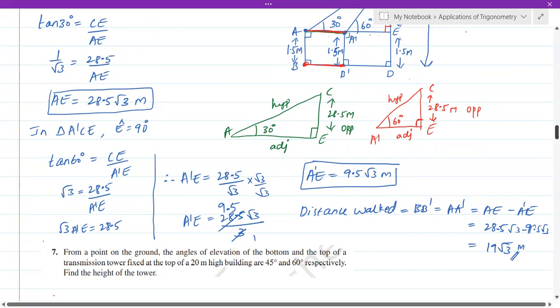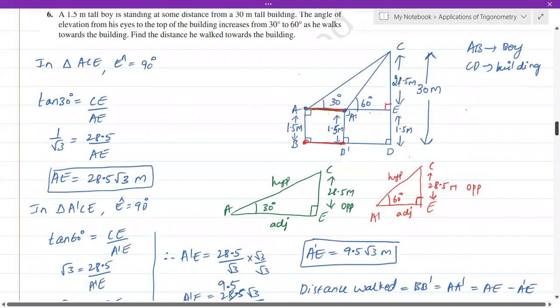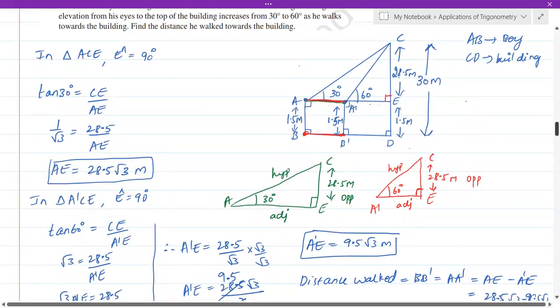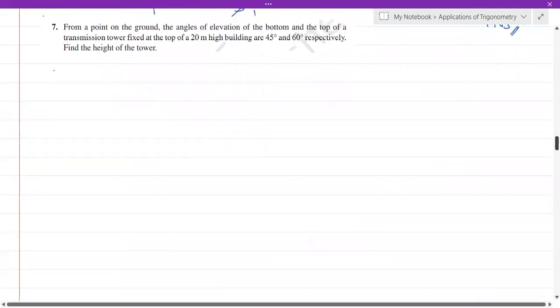So very clearly we drew the figure first according to the data given. Then always we have to search for the right angle triangle. If you observe very clearly, there were two right angle triangles. One is the green color right angle triangle, and the other one is the red color triangle. And what we need is AA dash. Now if you observe, you can find AE and you can find A dash E. Subtracted, we get AA dash. That's what we have done. So let's get into the next question.